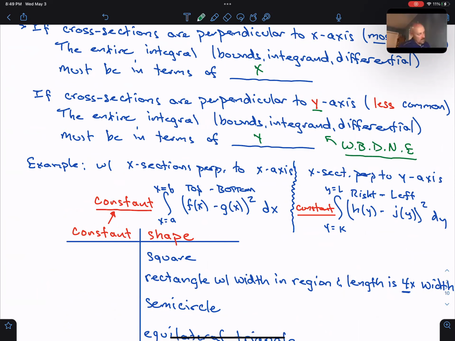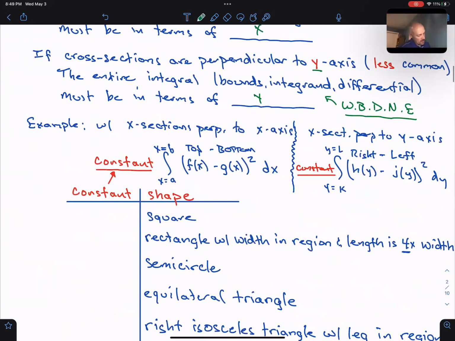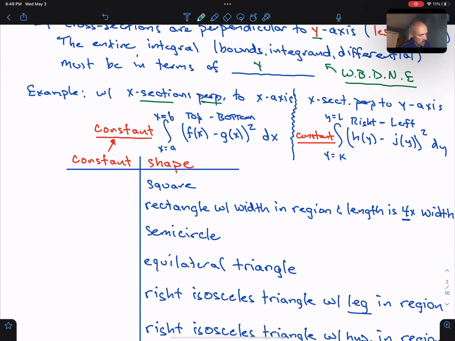So just a quick setup and example here. If our cross sections are perpendicular to the x-axis, again, that's the more common way we'll expect to see it, it's going to be some constant times the definite integral from a to b. And then it's basically just going to be the quantity f of x minus g of x, the top minus the bottom in our region, that quantity squared, and then dx.